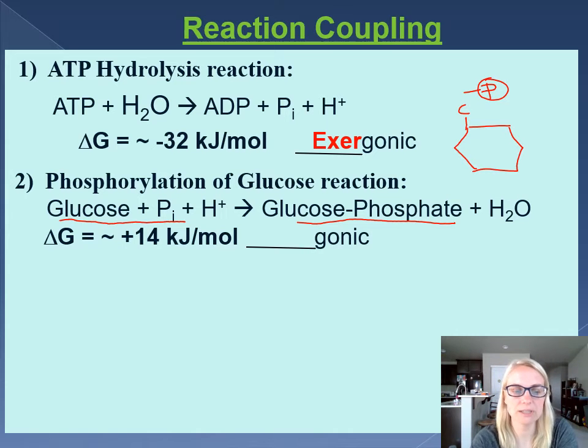And if we take a look at the delta G, it is positive 14. What that means is the glucose 6-phosphate has more energy than the glucose and the phosphate separately. So if the products have more energy than the reactants, is this an exergonic or an endergonic reaction? Right? It's a positive delta G.